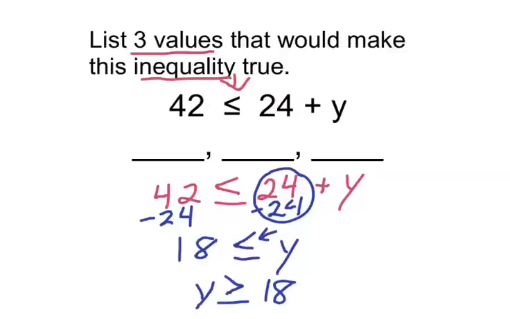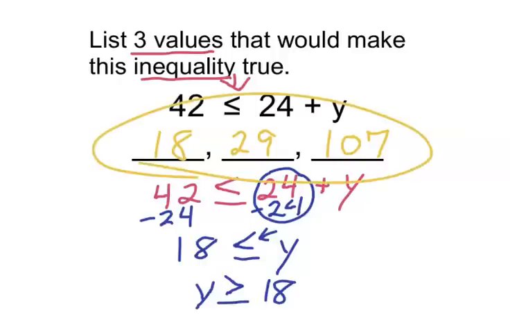So what are numbers that are greater than or equal to 18? Well, 18 is equal to 18, so that can be included. And other numbers that are greater than 18, well, it's 19, 20, 21, 22, 23, 24, 25, 29, and 107, just to be silly. All right, so as long as the numbers are greater than or equal to 18, they can be on these lines. All right, that's all you have to do for that one.